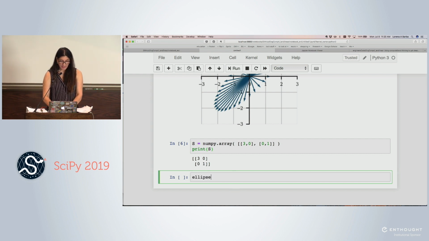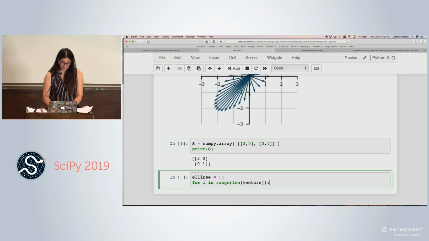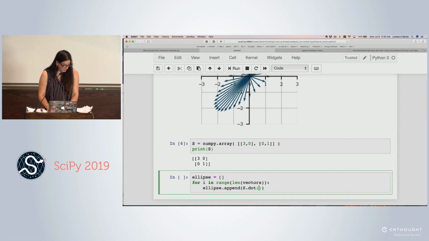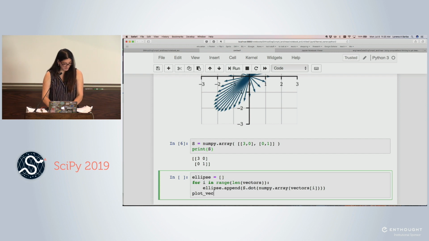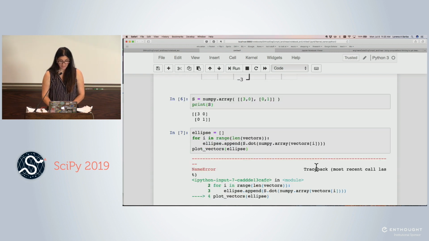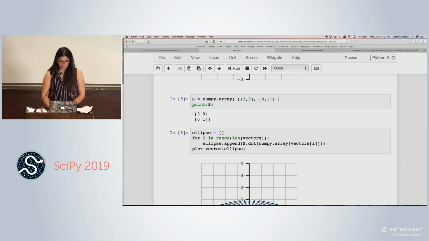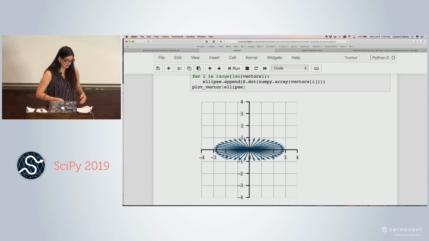So let's create a set of vectors on an ellipse. We're going to start with just an empty list, for i in range len vectors. And I'm just going to do it the long way by appending the S dot operation, the matrix vector operation, with all the vectors in the original set, NumPy dot array vectors i. So I'm going to go over all of them one by one, append them, and make a list of the transformed vectors. And let's do plot vectors ellipse. There we go. And yes, that's what we wanted. We stretched everything in the x direction by 3 and didn't do anything in the y direction.